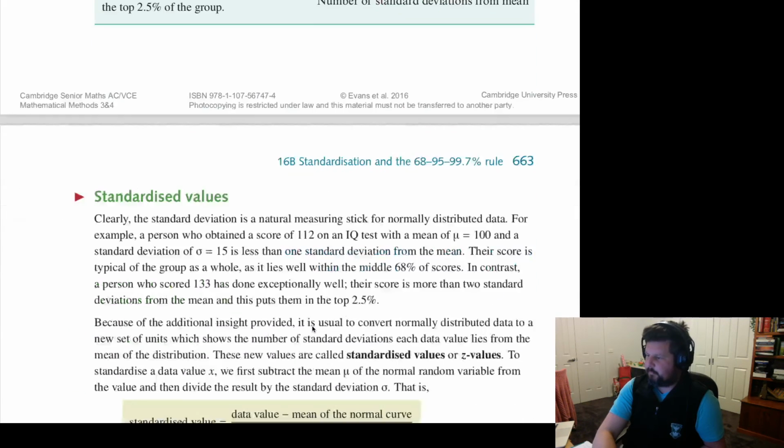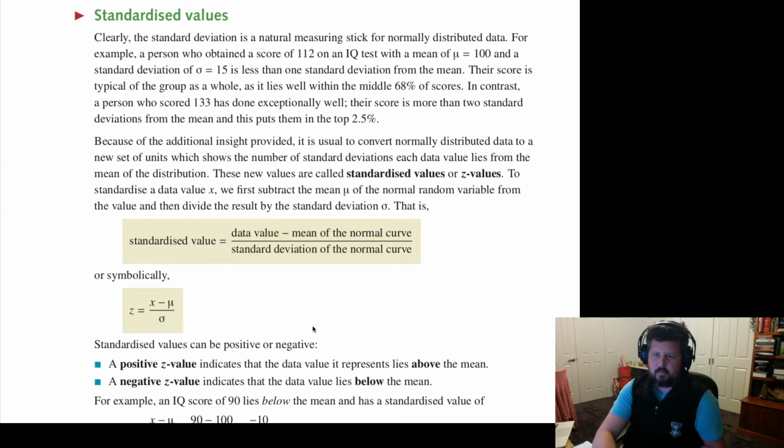This is standardized values. Again, another way we can talk about standardized values is they're often referred to as standardized scores or Z values or Z scores. And essentially what happens to work out this standardized score is we get the data value and we take away the mean and then we divide it by the standard deviation. The notation for this, or the symbols, is as follows. The z-score is equal to the data value, x, take away the mean, divided by the standard deviation.